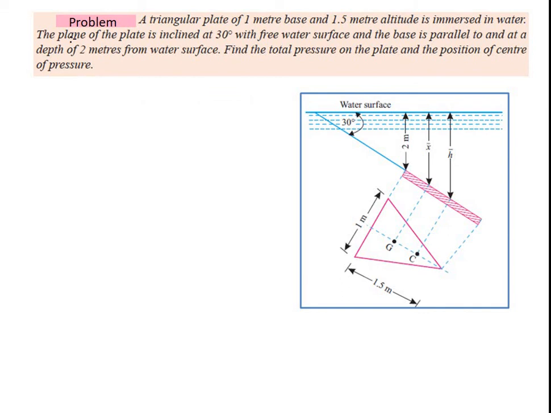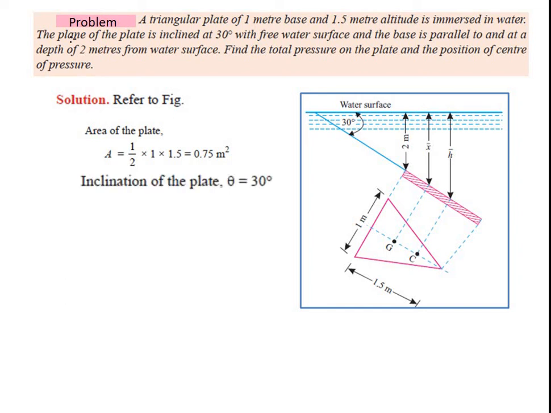Similar kind of problem for a triangular plate. A triangular plate of 1 meter base and 1.5 meter altitude is immersed in the water as shown in figure. The plane of the plate is inclined at 30 degree with the free water surface, and the base is parallel to the surface and at a depth of 2 meter from the water surface. Find the total pressure and the center of pressure. Again, area of triangle is 1/2 b into h, so it is 0.75 meter square.